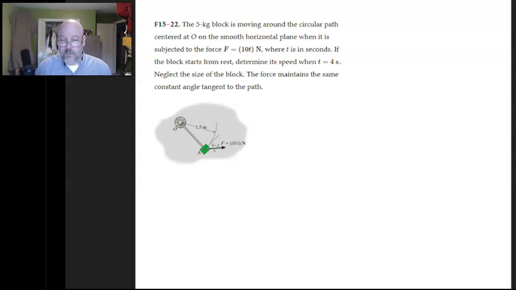In this problem, we have an object. It's moving in a circle. It's bound by a radius of 1.5 meters. And our job is to figure out how fast it is going after a certain amount of time.